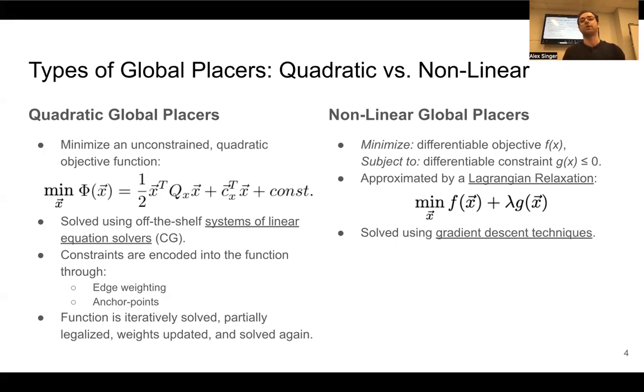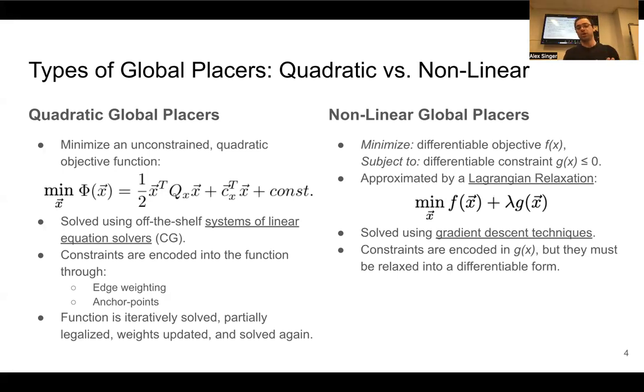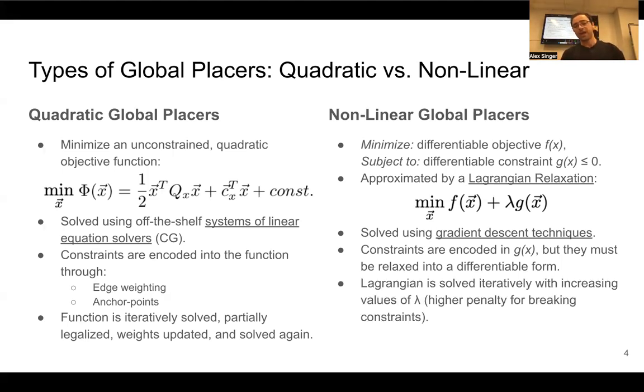So this is often solved using gradient descent techniques. And constraints are encoded in g of x, but they must be relaxed into a differentiable form. Whereas on the left side, I was able to use a more combinatorial optimization type approach where I can spread things out using flow-based techniques. Here, I have to use a differentiable form if I want to use a true nonlinear global placer. And then finally, the Lagrangian is solved iteratively with increasing values of lambda, with a higher penalty for breaking the constraints. So that's quadratic global placers, and that's nonlinear global placers.